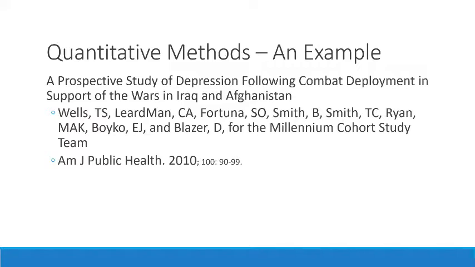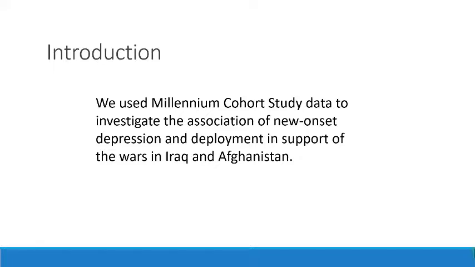So just like we did with a qualitative study, let's look at an example of a quantitative study. In this case, it's a prospective study or cohort study that was done to look at the variables associated with depression following military deployment. The authors introduced the study, explaining they used data gathered as part of the Millennium Cohort Study to see how depression and deployment are related.